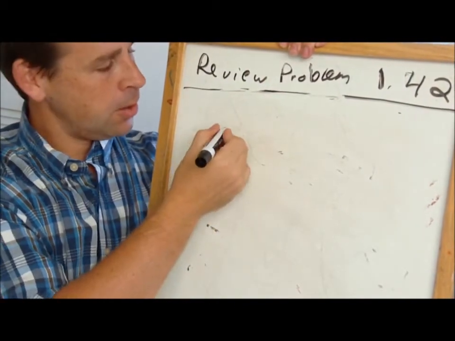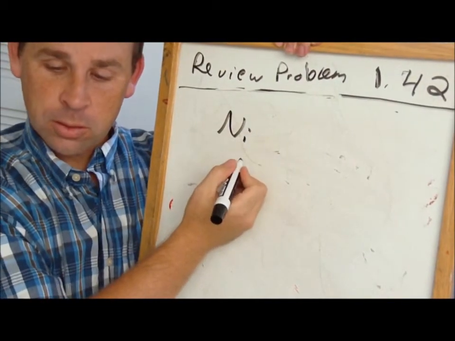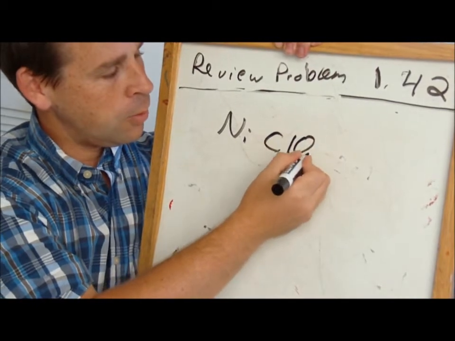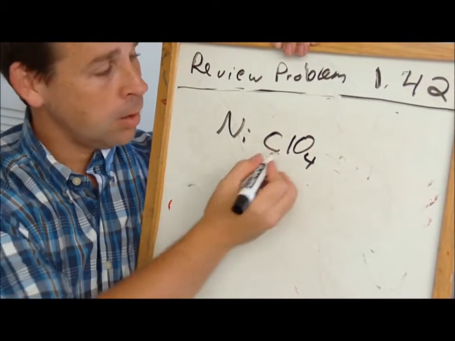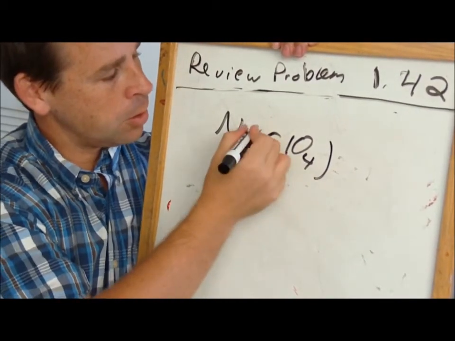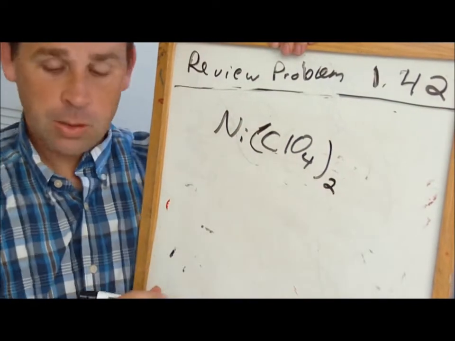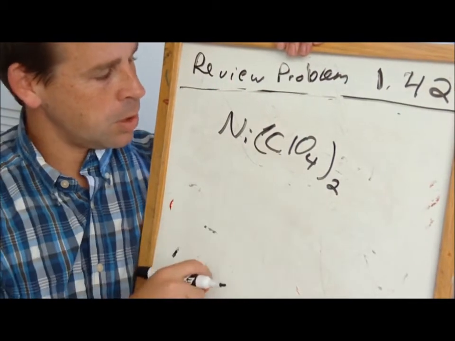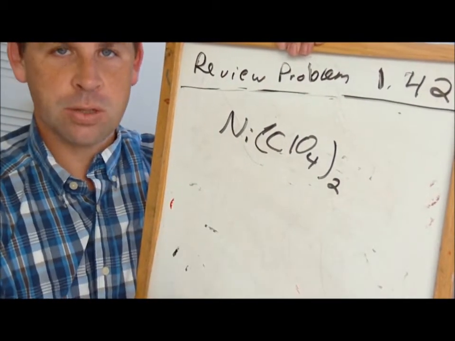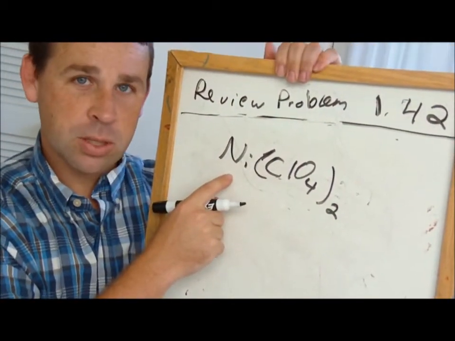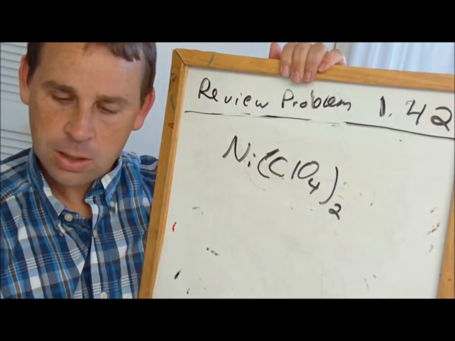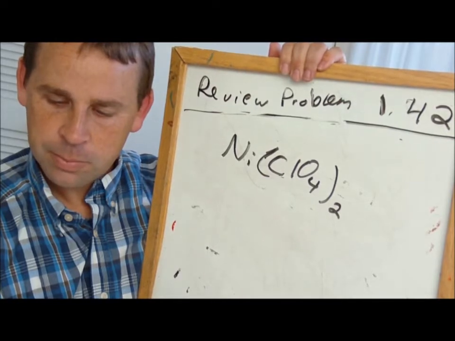Alright, so the first compound, Ni for nickel, ClO4, perchlorate ion, and there are 2 of the perchlorate ions. Alright? 2 of the perchlorate ions. And the perchlorate ion has a -1 charge, therefore the nickel has a +2 charge, and because the nickel has a +2, this is called nickel(II) perchlorate. Alright? Let's see.